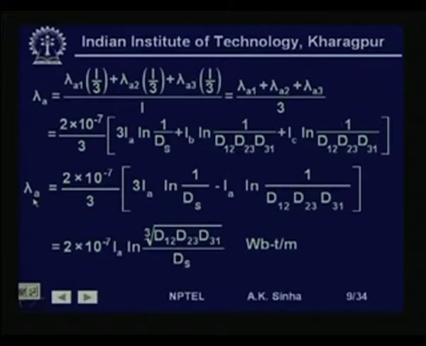Therefore, we can write this as lambda A is equal to 2 into 10 to the power minus 7 divided by 3 into 3 I A log n 1 by d s. Now, I B plus I C is equal to minus I A. So, we can write this as minus I A log n 1 by d 1 2 plus d 2 3 plus d 3 1. Now, we can combine these two terms and then we will get 2 into 10 to the power minus 7 I A log n cube root of d 1 2 into d 2 3 into d 3 1 divided by d s, Weber turn per meter.